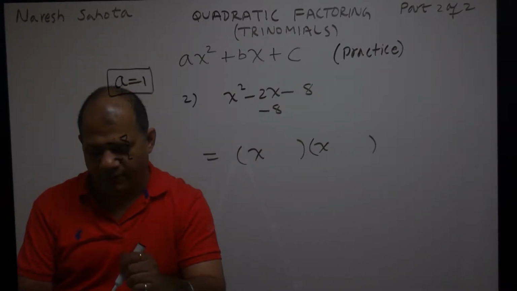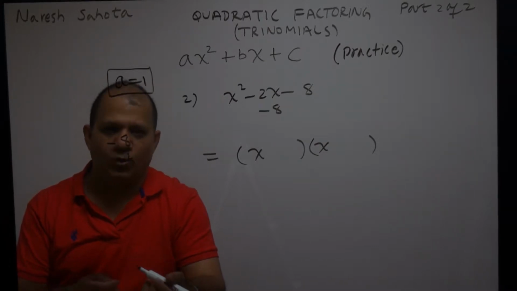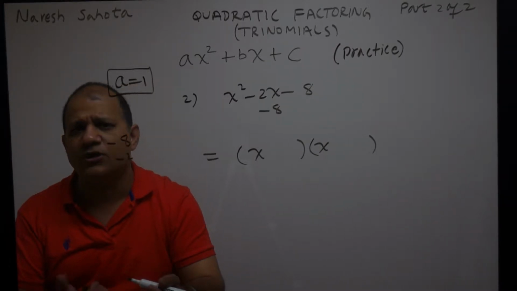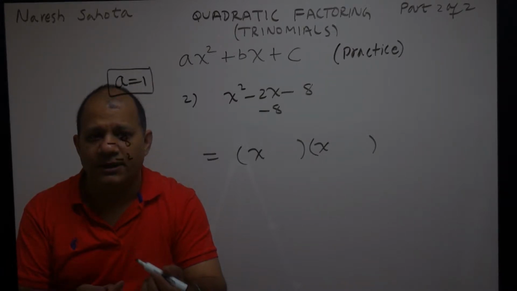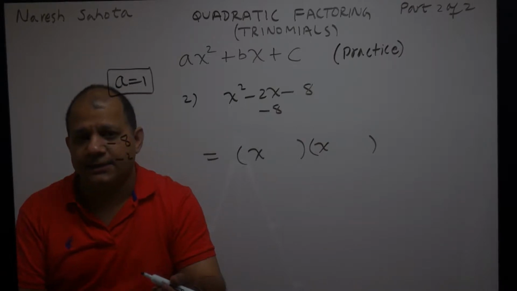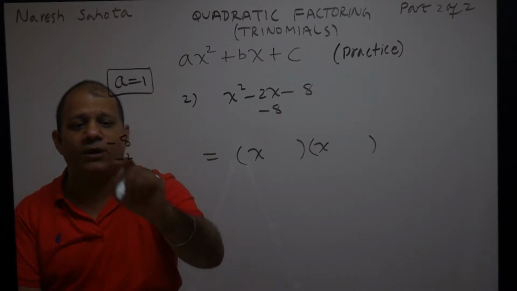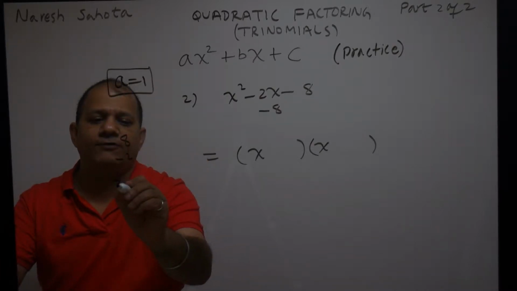So what are factors of 8? Factors of 8 are 4 and 2, 1 and 8. 1 times 8 is not going to work because if I add 1 and 8, I'll get 9, and if I subtract, I get 7. But what I want is negative 2. So other factors of 8, 2 and 4, right?